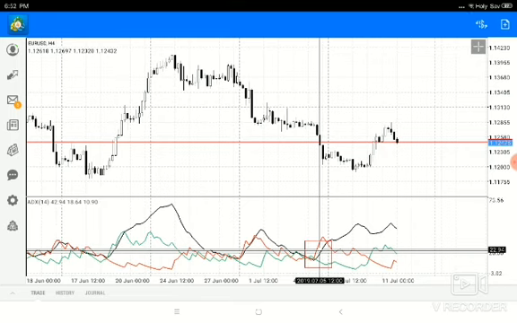Now this entry condition happened on the 5th of July. If you notice, at this point here, the black line crossed 20.